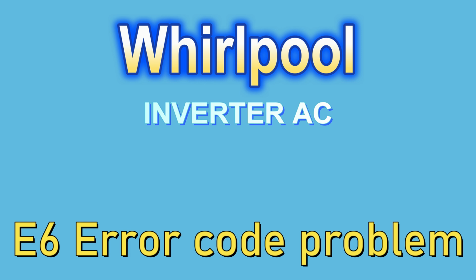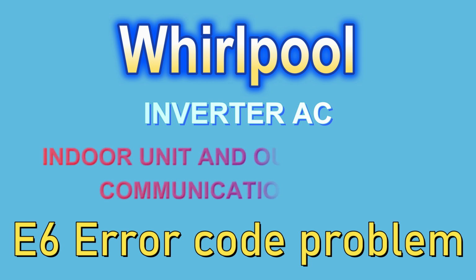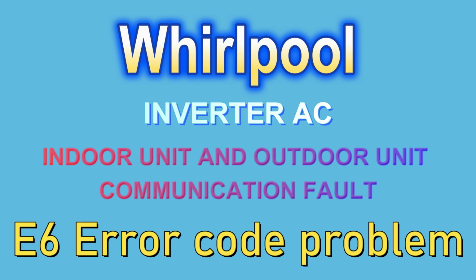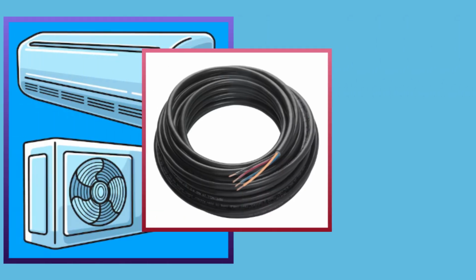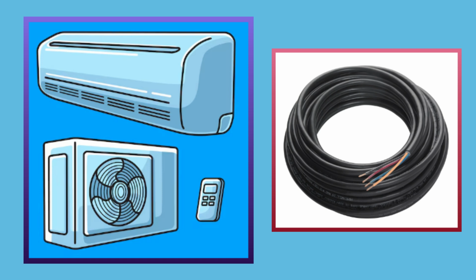If E6 error is coming in Whirlpool inverter AC, then this error is an indoor unit and outdoor unit communication fault. This error can come in your AC due to 4 reasons. The first reason can be that you should check the supply wire of the indoor unit and outdoor unit to see if that wire is cut from the middle. If the wire is cut, then reconnect the wire, then this error will be fixed.